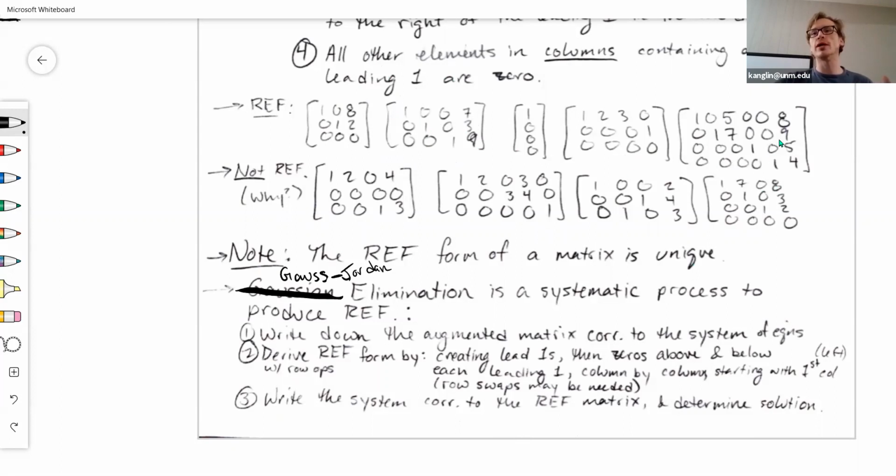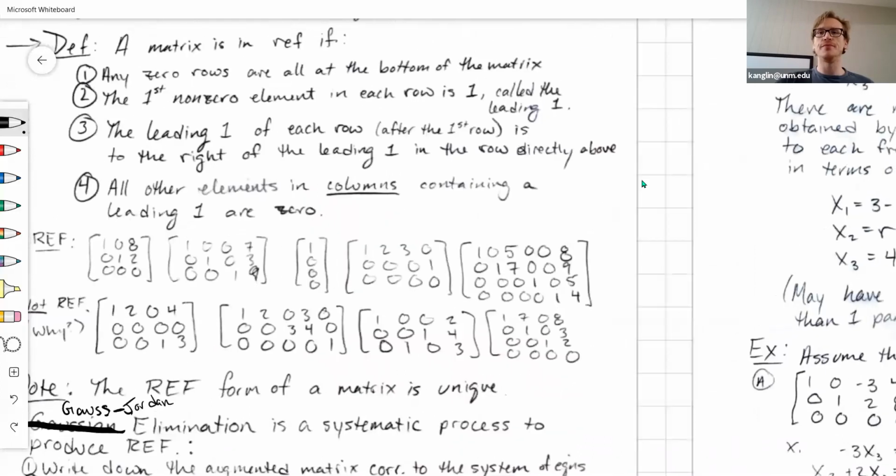But if it's not, if we get some of these weird matrices like this at the end of the day, we're going to want to see how to unpack that into a system of equations and determine and write down a solution from that. So let's take a look.